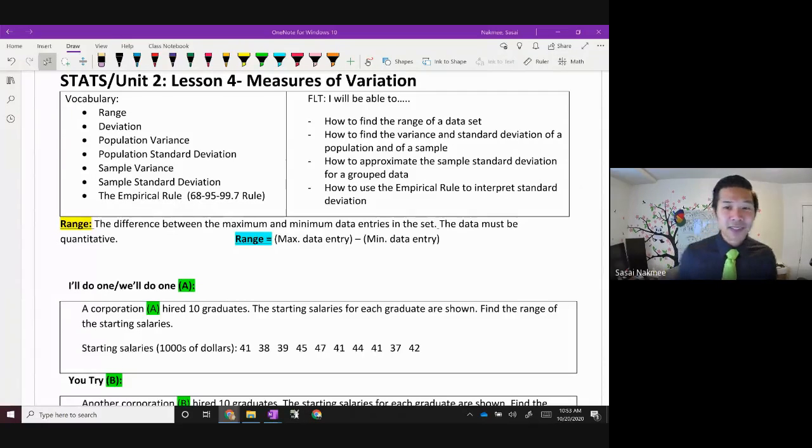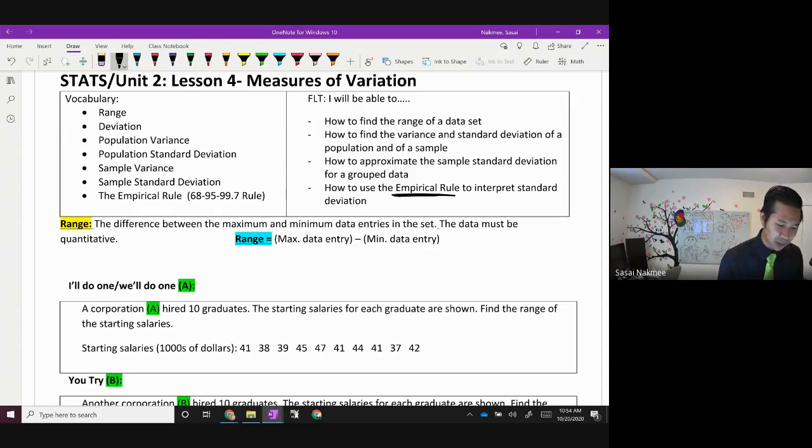There we go. So we're starting off the 2.4 lesson today, right? Measures of variation. We're going to be learning how to find the range of a data set, how to find the variance and standard deviation of a population and of a sample, how to approximate a sample standard deviation for grouped data, and then last but not least, how to use the empirical rule to interpret standard deviation, right?